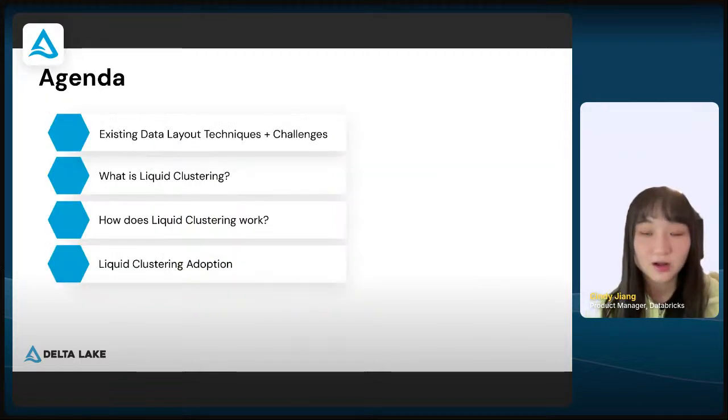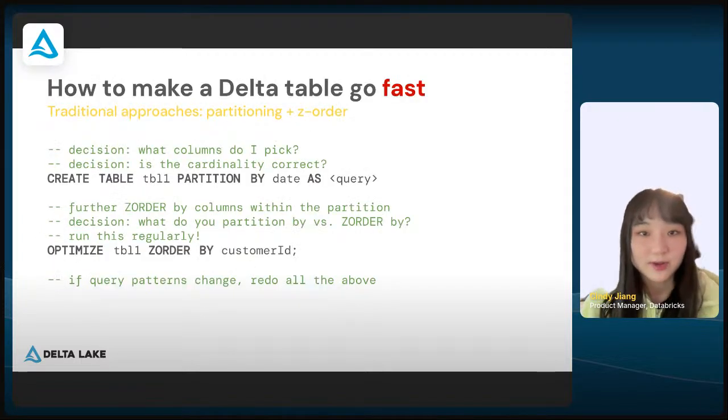So today we'll start off with some quick recap of the existing data layout techniques and the challenges that we might see. And we'll follow it by some detailed walkthrough of how liquid clustering is in action, and then a deep dive into how liquid works under the hood. And finally, we'll also share some adoption numbers on liquid clustering. So before we get into the details of liquid, let me give you a quick background on why we work on liquid clustering in the first place.